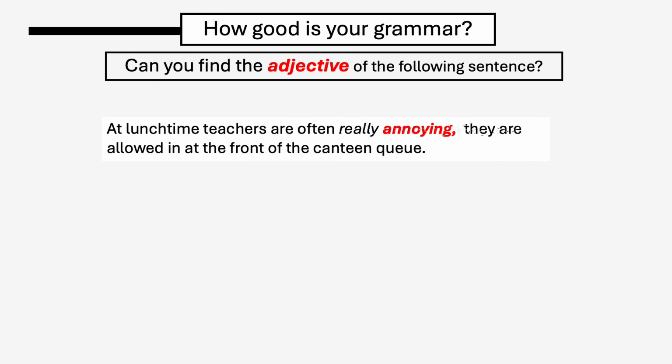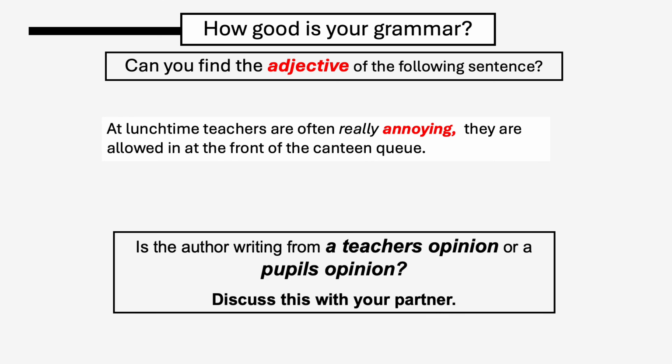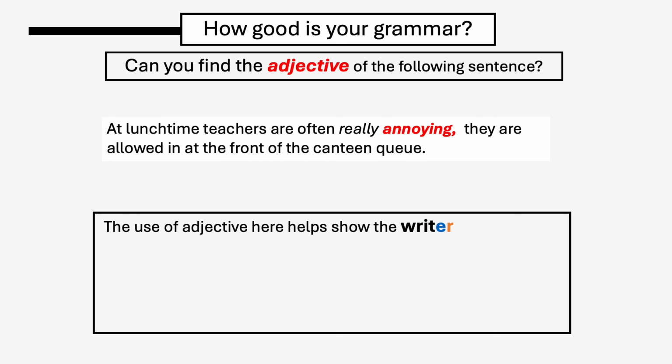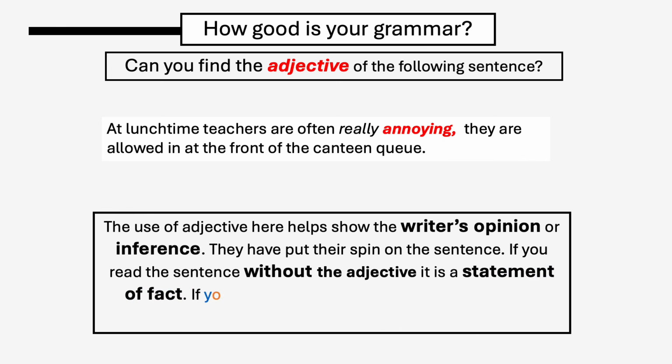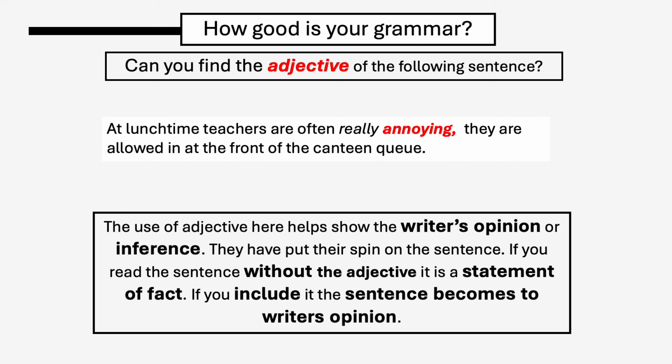The adjective is annoying. Okay, and then we have a chat about, is the person writing this sentence writing it from a teacher's or a pupil's opinion? Clearly, this is annoying to pupils, but not to teachers. So we can see that the sentence has got a slant. The adjective shows the writer's opinion or inference, and without the adjective, it's a statement of fact: the teachers are allowed in at the front of the canteen queue.